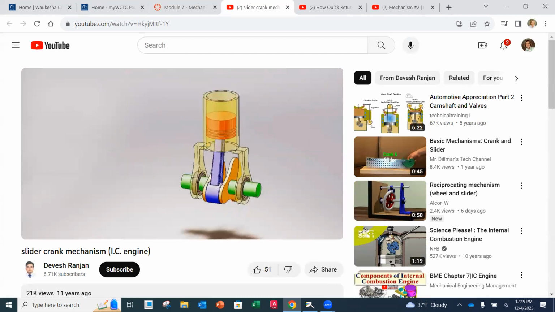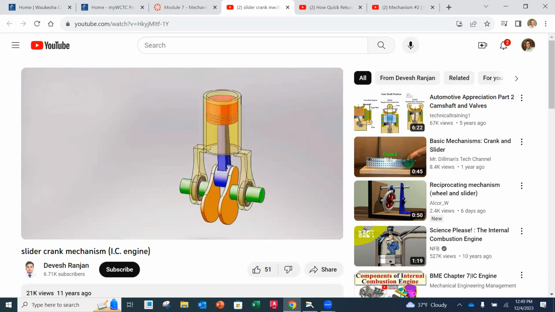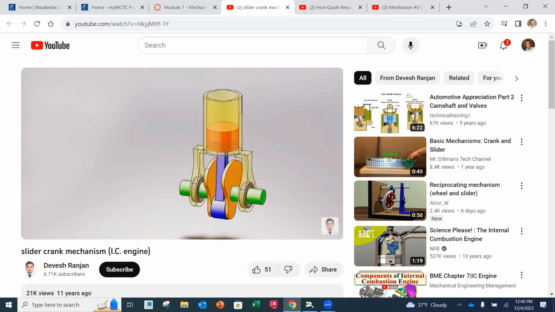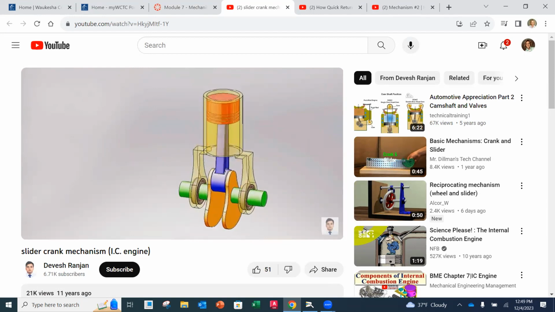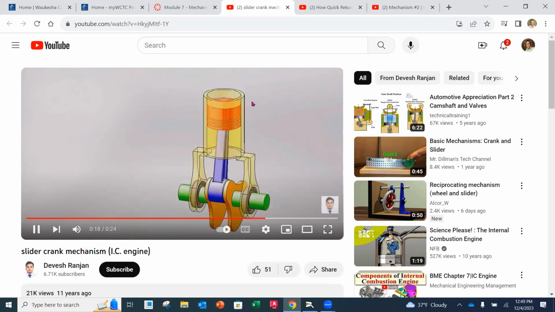You'll notice here that the piston is going to go up and down within the cylinder, and it goes around the crank, and it changes that rotational motion. The crank is your input to linear motion here.